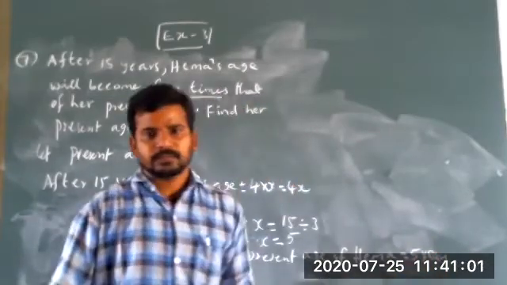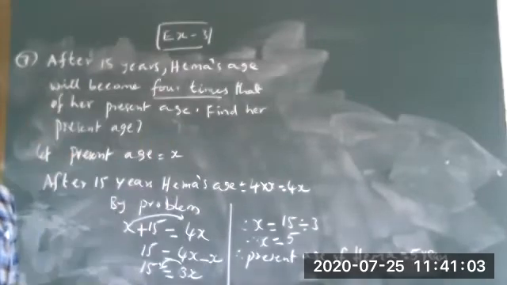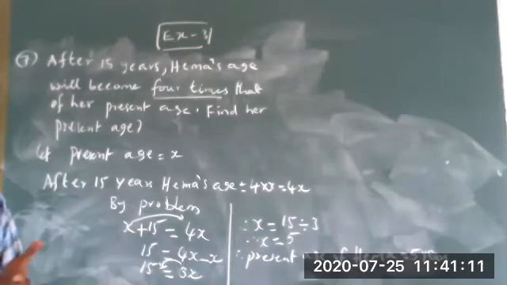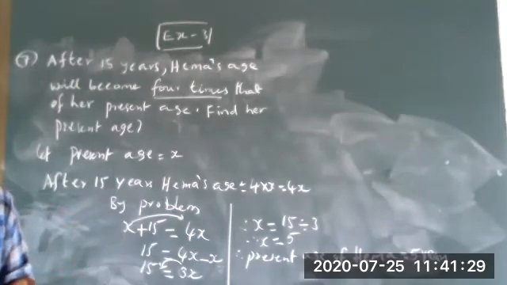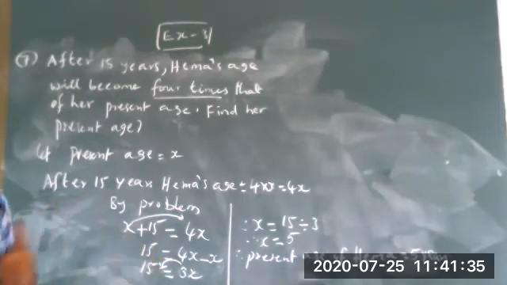Here, children, the present age of Hama equals 5 years. Once again, after 15 years, Hama's age will become 4 times her present age. Find her present age. Let the present age be x. After 15 years, Hama's age equals 4 times x, that means 4x. By the problem, x plus 15 years, present age plus 15 years, will be equal to 4 times Hama's present age, that means 4x. Solving, we get x equal to 5. Now we can say that the present age of Hama is 5 years.